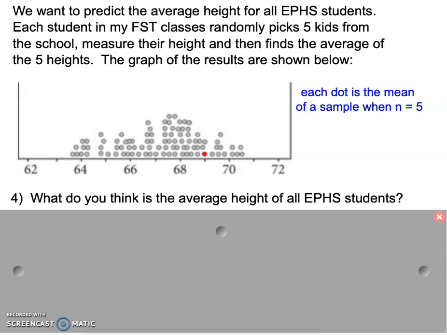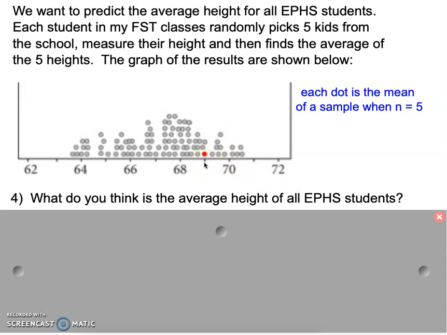Okay, we want to predict the average height for all Eden Prairie High School students. So I have each one of my FST students pick 5 kids from the school randomly. They measure the heights and then find the average of those 5 heights. The graph of the result is shown below. Pause for a second. What does the red dot in the graph represent?